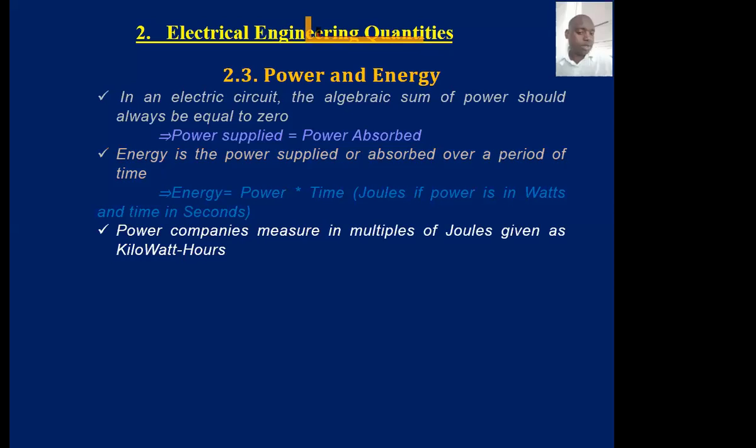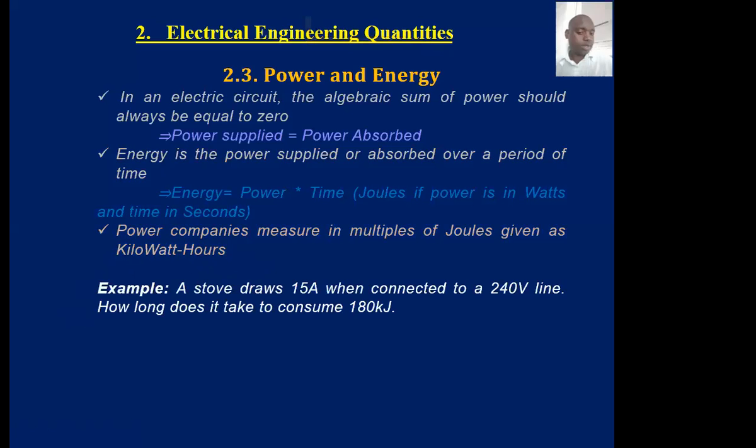Power companies measure energy in multiples of joules, given as kilowatt hours. So if you look at watt hour, that's energy, but they use the kilo, so the unit that they use in their billing is now 1,000 watt hours. So that's another unit that they use there, but still you realize that they will be charging you for the energy that they supply to you.